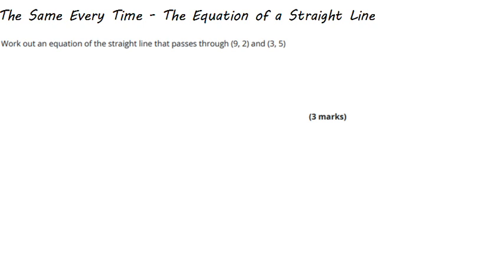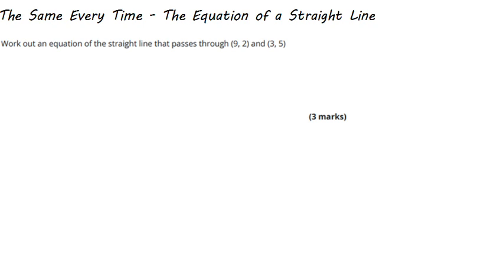We're looking at the equation of a straight line. 3 marks for this question. Now that's a great 3 marks if you know your stuff and you can learn how to do it. Work out an equation of the straight line that passes through (9, 2) and (3, 5).